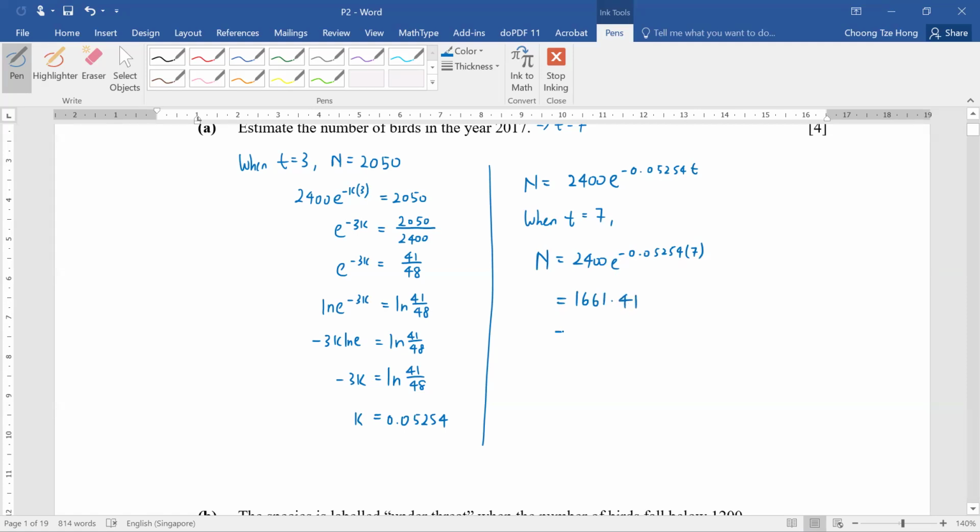Okay, you should get this number. Then what we want to do is we always want to round off to 3 significant figures. So if you round to 3 significant figures, it will be 1660. So the number of birds estimated in 2017 to 3 significant figures will be 1660.